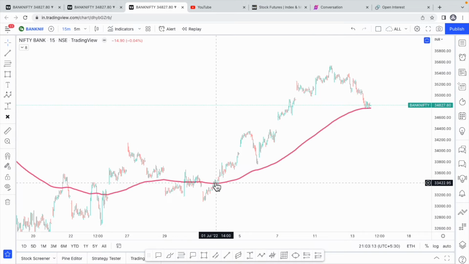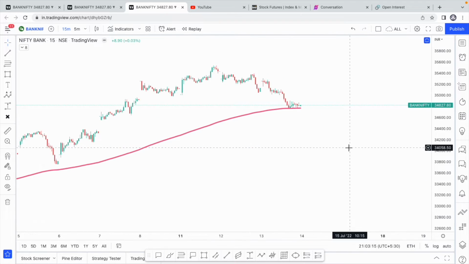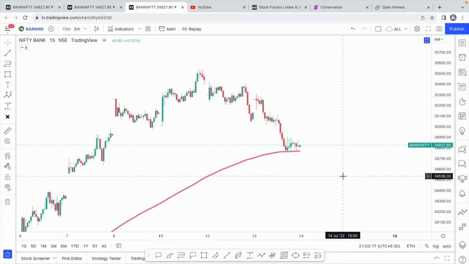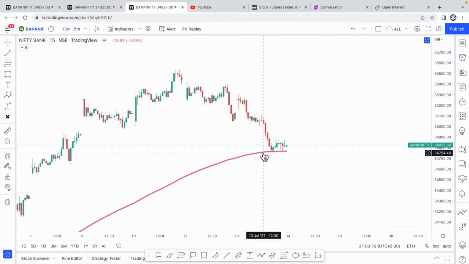After almost 13 days, we have come back here, so there was a good chance we could take this. See, the EMAs also always act as good support and resistance. So this was one of the targets exactly. We have taken resistance at the 200 EMA.